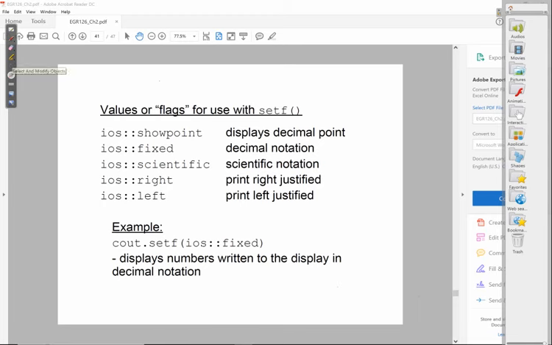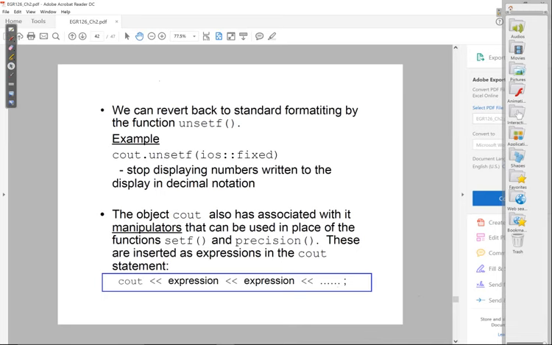And the way you do that is precision. So you do cout.precision, and then in parentheses you specify the number of decimal places. Let me show you exactly how that works.